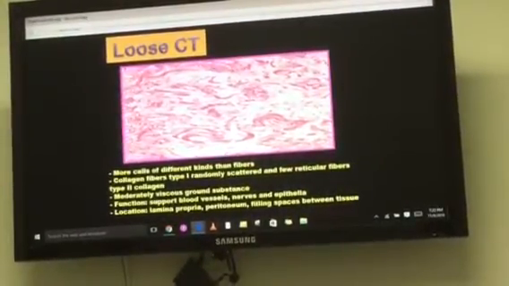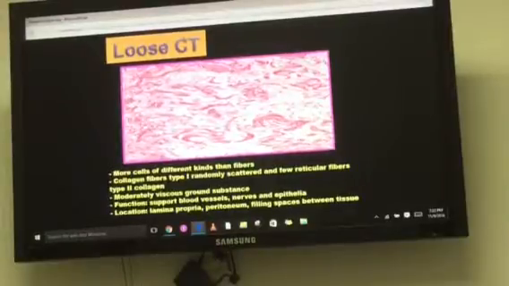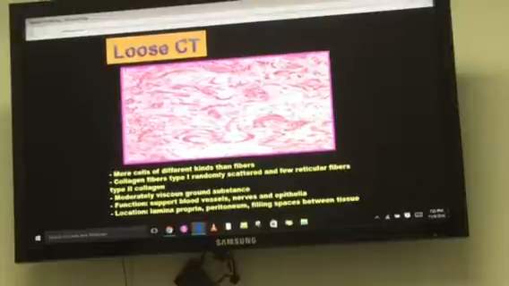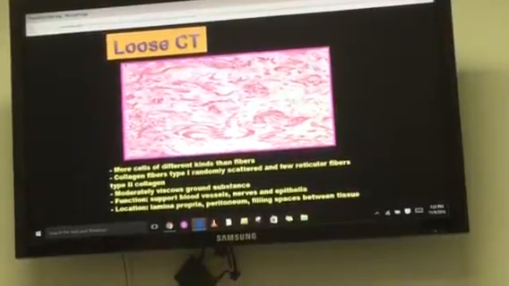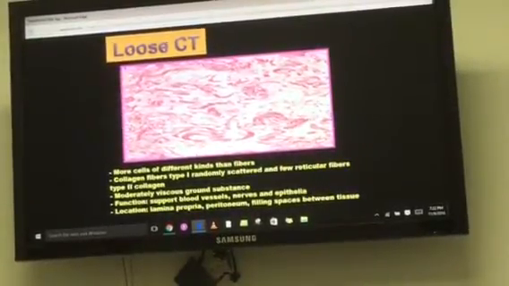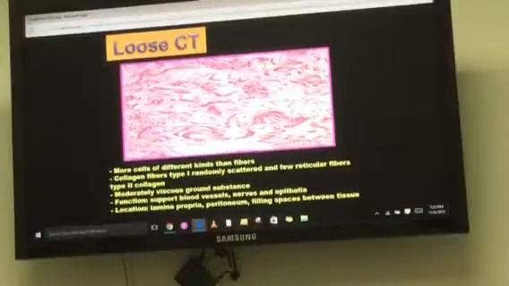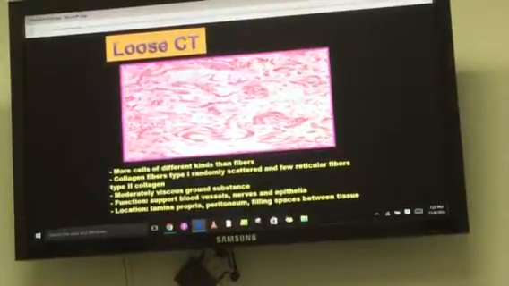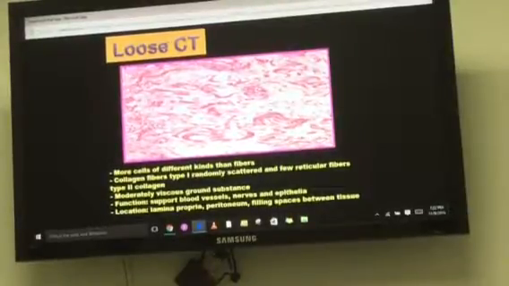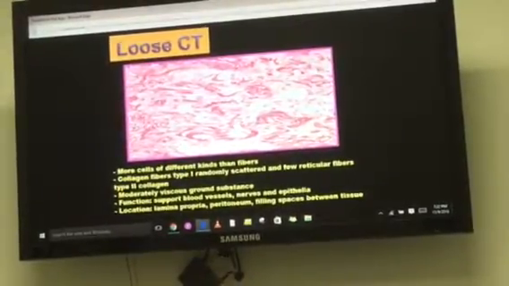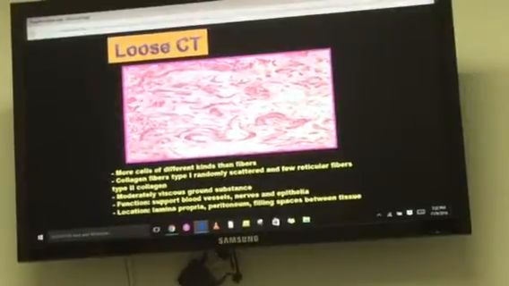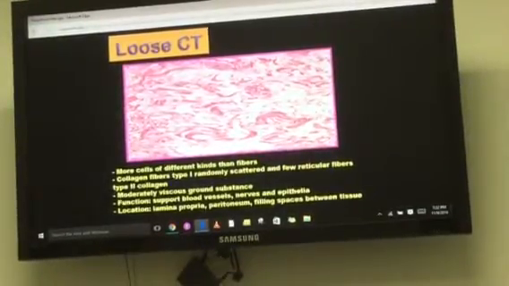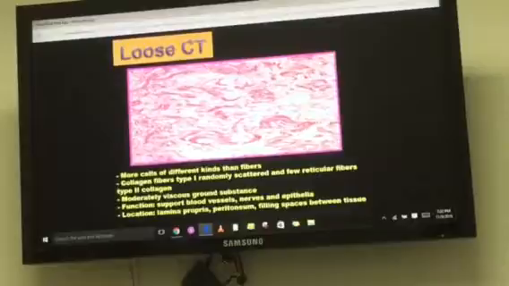More cells of different kinds of fibers. Collagen fibers type 1, randomly scattered, and fewer reticular fibers, which is type 2 collagen. Moderately viscous brown substance. The function is to support blood vessels, nerves, and epithelia. Location: lamina propria, periosteum, perineum, and filling space between tissues.